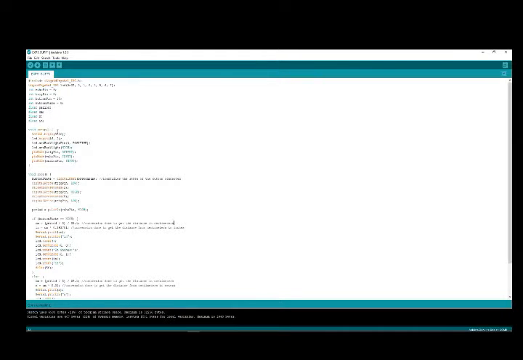And for void setup, Serial.begin 9600 baud, lcd.begin 16,2, and lcd.setBacklightPin 3, POSITIVE, lcd.setBacklight equals HIGH. This portion is for lighting up the LCD. And pinMode trig pin, echo pin, and button pin as output and input.